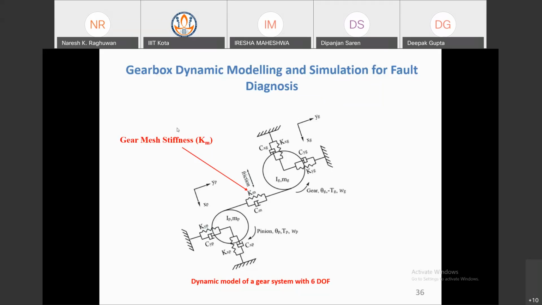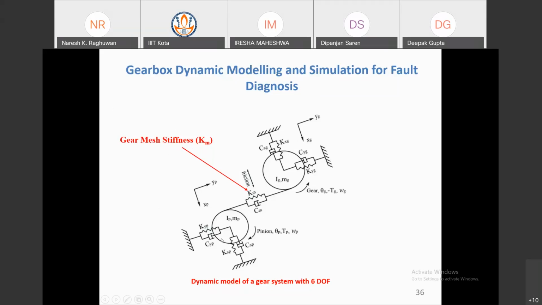So you can see there is a single stage gearbox. These circles, IP, IG, are the moment of inertia for pinion, P is for pinion, G for gear. Two gears are there, and these are connected with this Km and Cm. Km is the gear mesh stiffness, and Cm is the mesh damping factor.